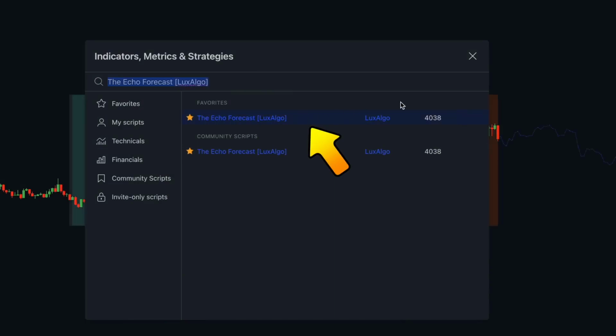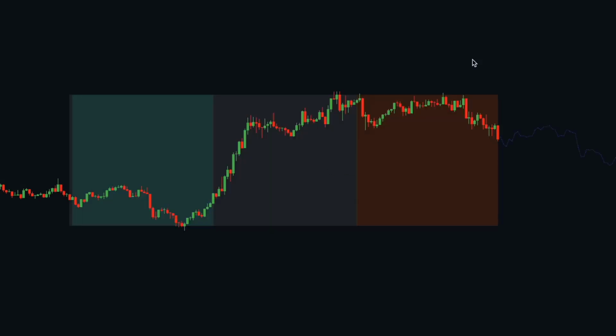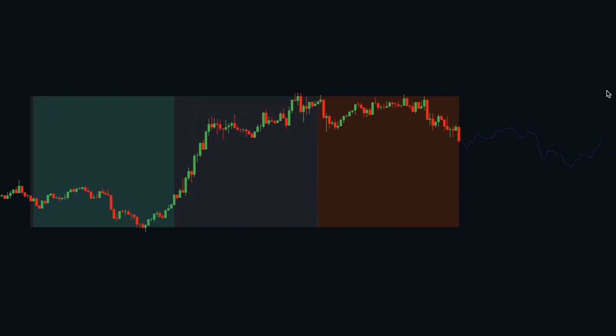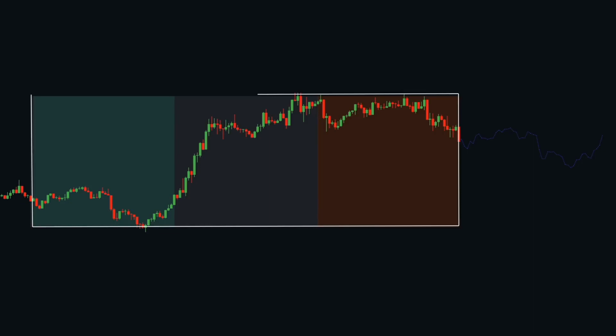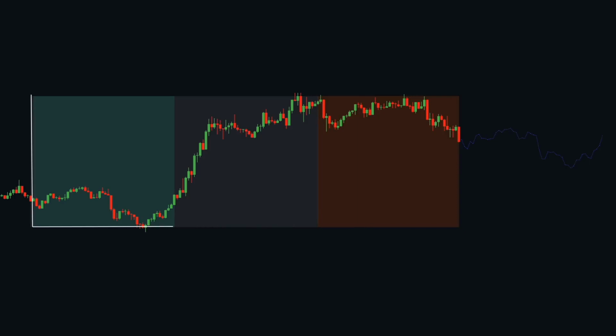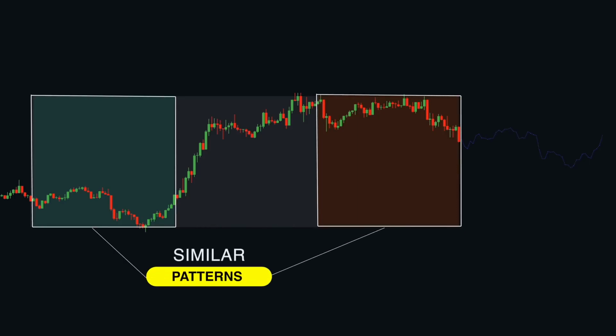The Echo Forecast by Lux Algo is a smart and well-designed TradingView indicator created for forecasting future market trends. This tool employs a unique time series forecasting method named Echo, which leverages the similarity between recent price movements and historical price patterns. The core assumption of the Echo forecast is that future prices can be estimated by identifying historical observations most similar to recent price variations, quantified using the correlation coefficient.